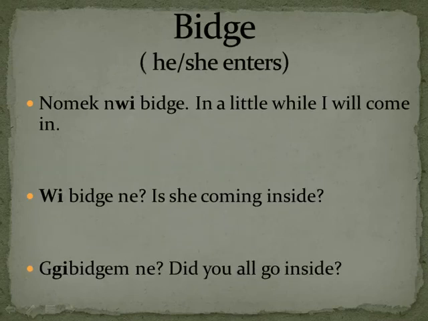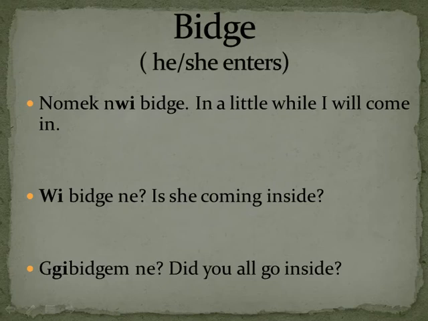Another example with bidge, the verb to enter. Nomuk nui bidge. In a little while I'll come in, or I'll come in a little bit. Nomuk is in a little bit. The nui is I. The we is the future. Bidge is the verb to come in.